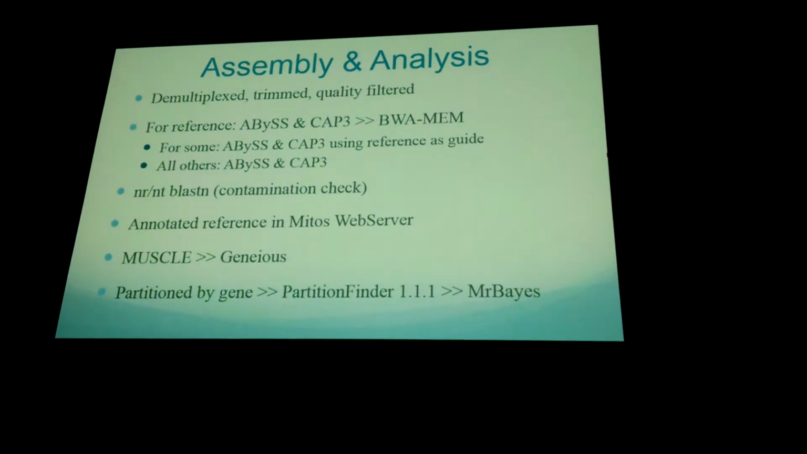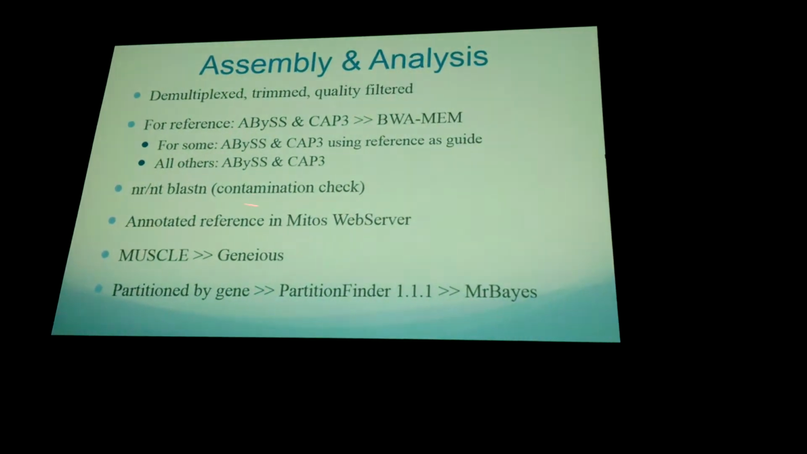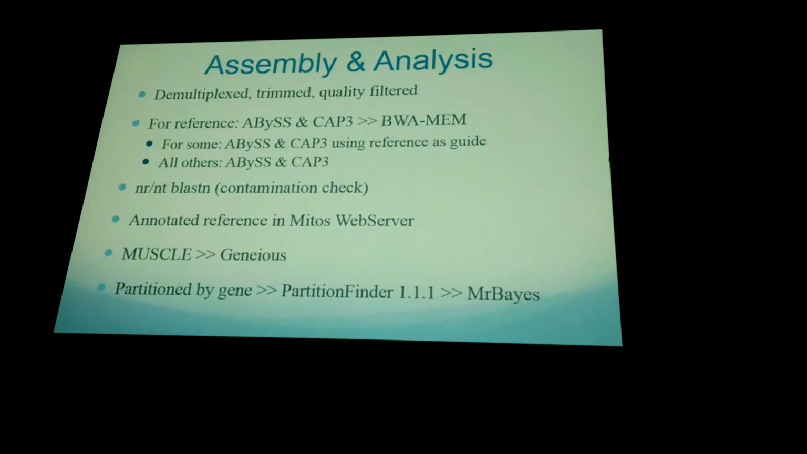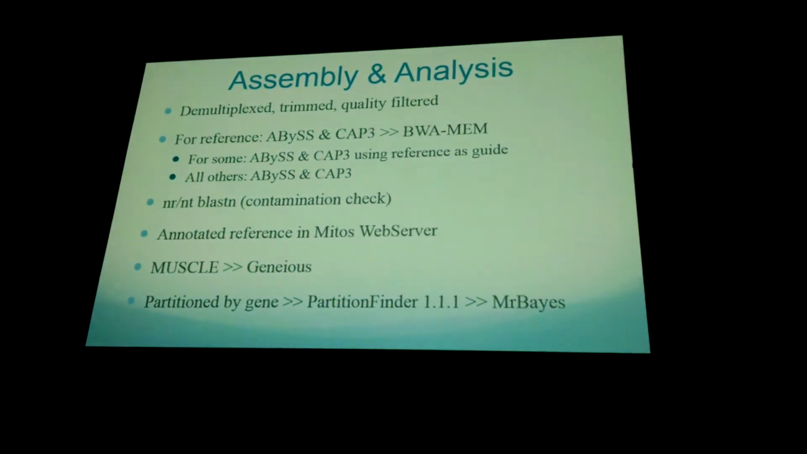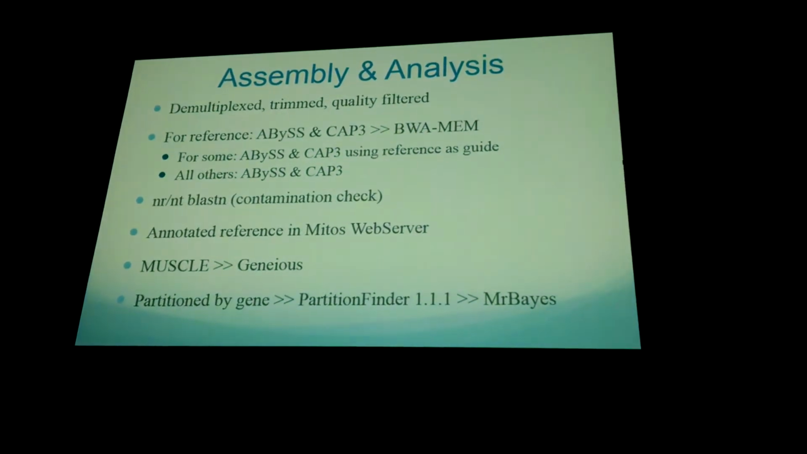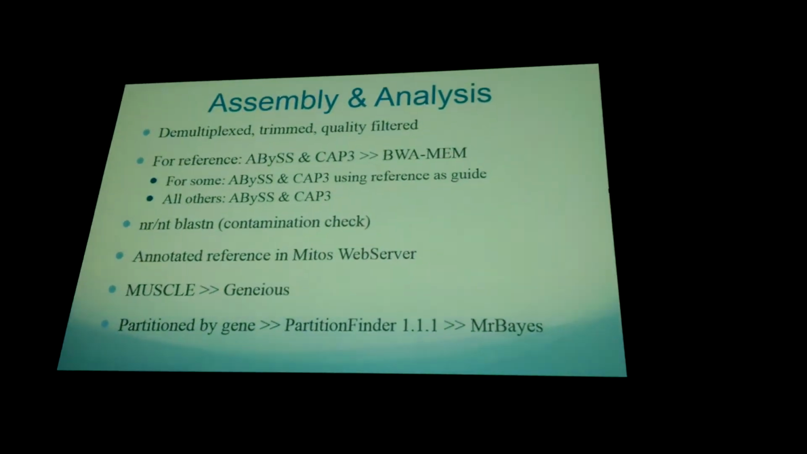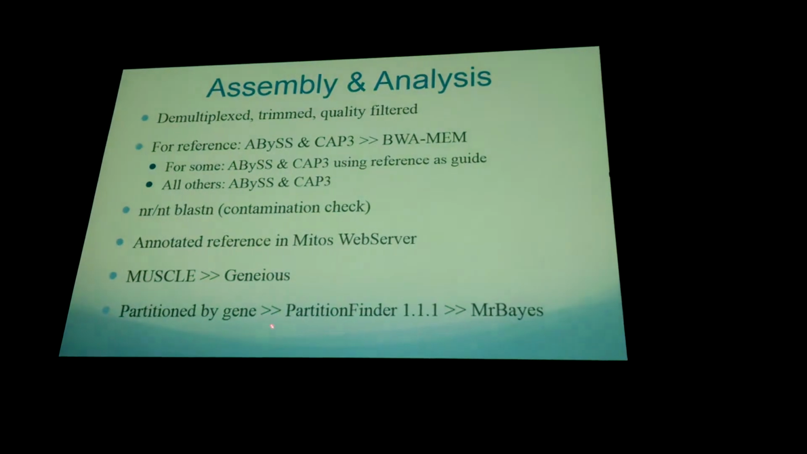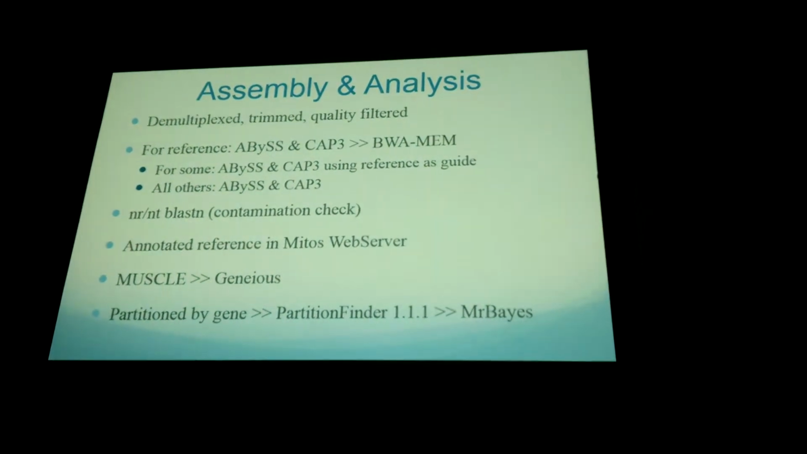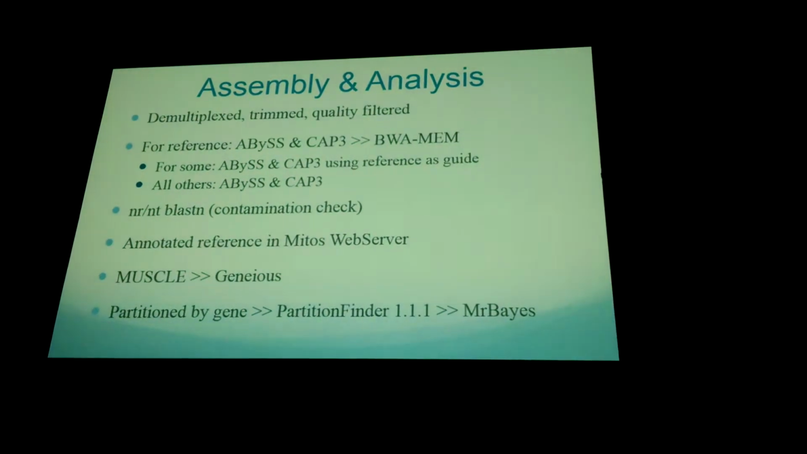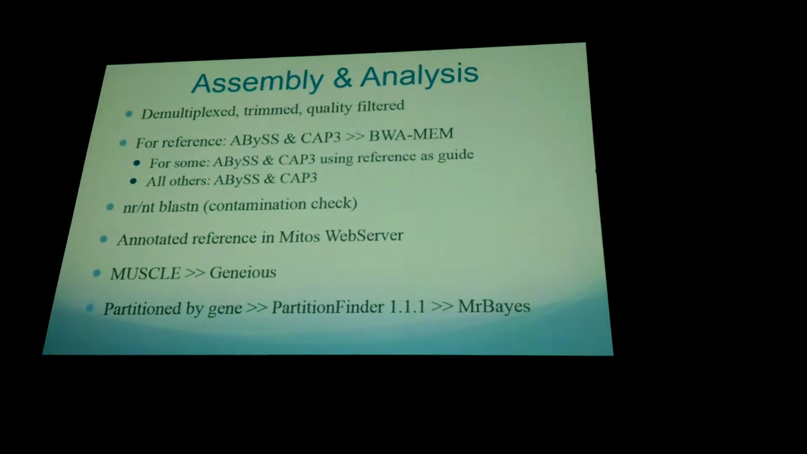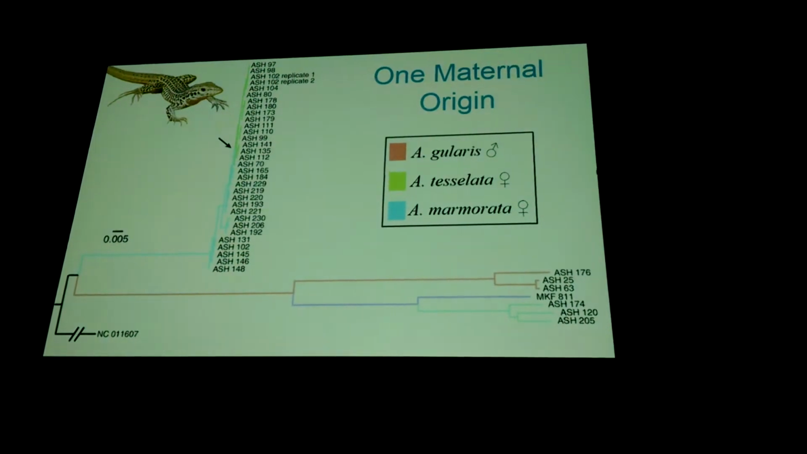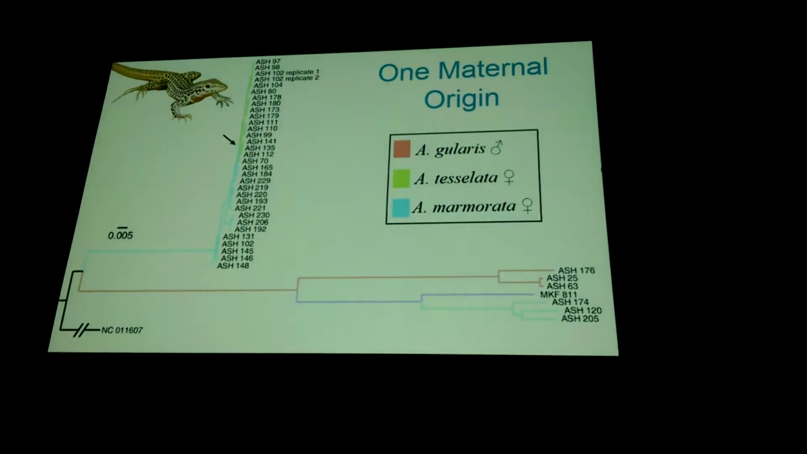We then did a sanity check by checking for contamination using BLAST, and we annotated the genes using an online web server called Mitos, which is super cool. We then aligned the sequences in MUSCLE, fed that into Geneious to get the gene regions partitioned by gene, and then fed that into MrBayes. So I also used BEAST, but I'm only going to show you the MrBayes results today for sake of time.